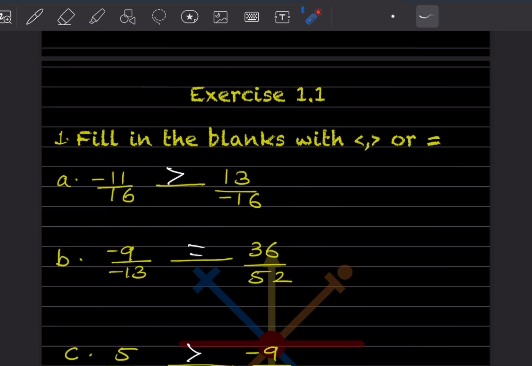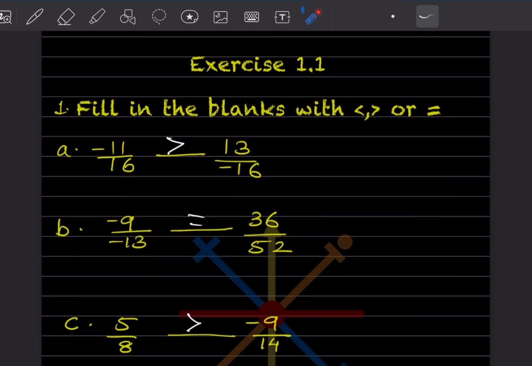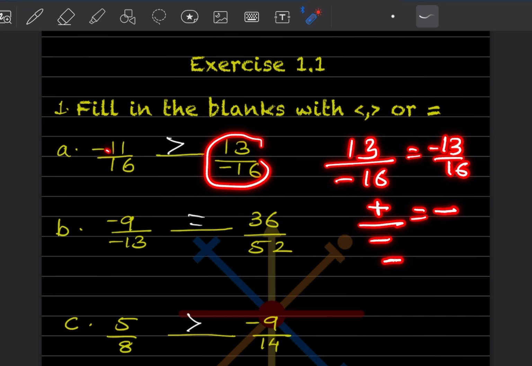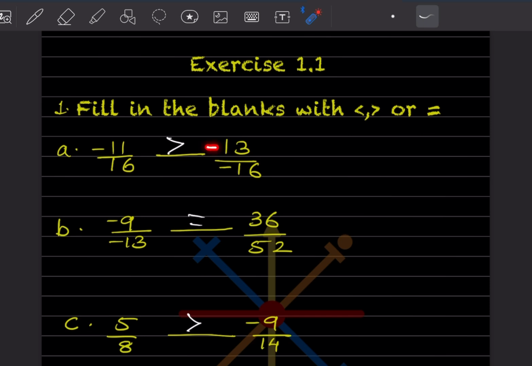Now let us see the exercise. We have to fill in the blanks with these symbols: less than, greater than, or equal to. Now it's given here minus 11 by 16, and here is 13 by minus 16. Just ignore the sign for the time being. The denominators are both the same. Now see here, this 13 by minus 16 is nothing but minus 13 by 16. Why is that so? Because plus divided by minus is minus, and minus divided by plus is also minus. So these both are the same, and we can consider this as minus.